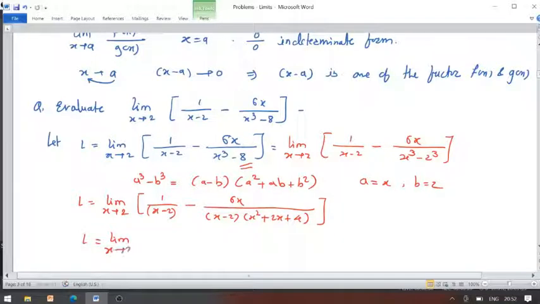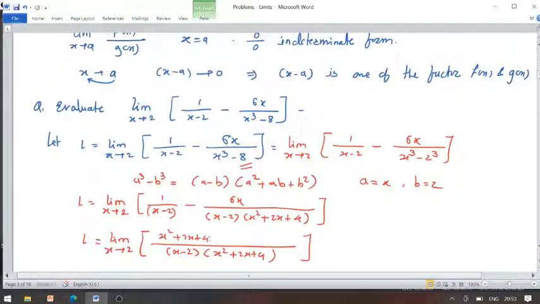So the LCM of our denominators is of the form x minus 2 into x square plus 2x plus 4. The first rational has the factor x minus 2 only, so multiply it by x square plus 2x plus 4. So 1 into x square plus 2x plus 4 becomes x square plus 2x plus 4. Now the second rational has the usual denominator, so multiply the numerator by 1 only. So we get 6x into 1 as 6x.